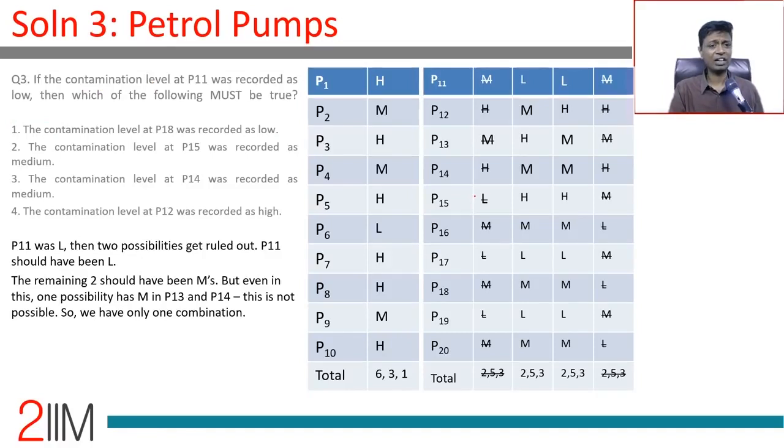The contamination level at P11 was recorded as low. That means this is out, this is out. This could be low, in which case there will be 2M. This is also out. Only one possibility exists. The contamination at P18 was low. P18 was medium. So the first one is out. The contamination level at P15 was recorded as medium. P15 is high. This is out. Contamination level at P14 was recorded as medium. Yes, that is correct. At P12 was high. This is wrong. So once again, choice 3.